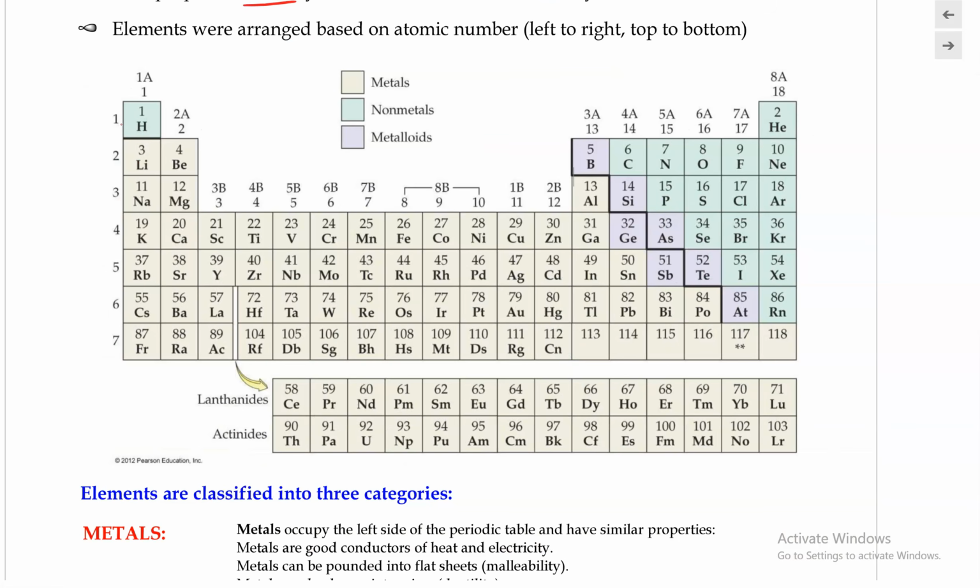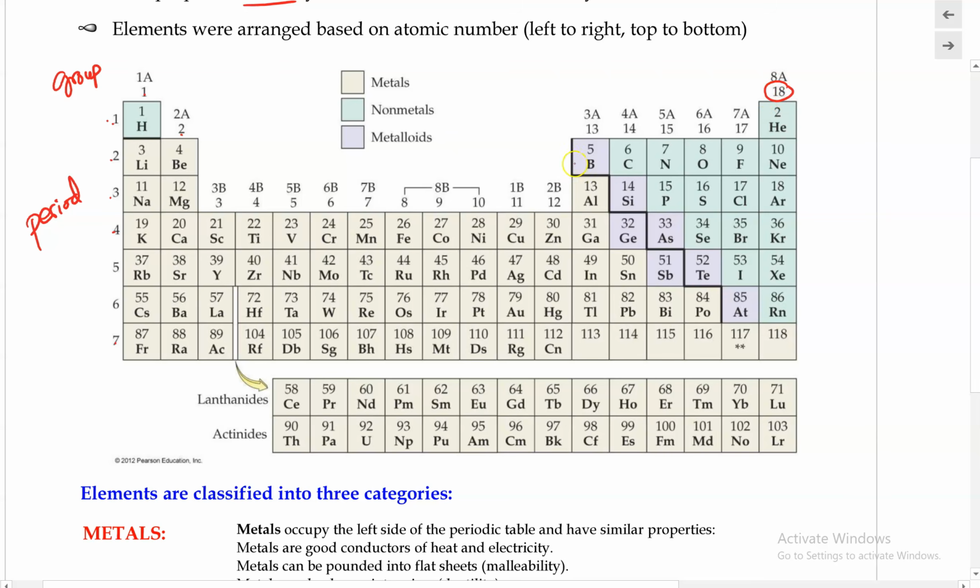So let's first discuss the organization of the periodic table. First, this table is split into 7 rows and 18 columns. So here will be row 1, 2, 3, 4, all the way to 7. Each of these rows is also referred to as a period. So here we have period 1 all the way to period 7. And going across, we have 18 columns. Each of these columns is referred to as a group. So here will be group 1, group 2, all the way to group 18.